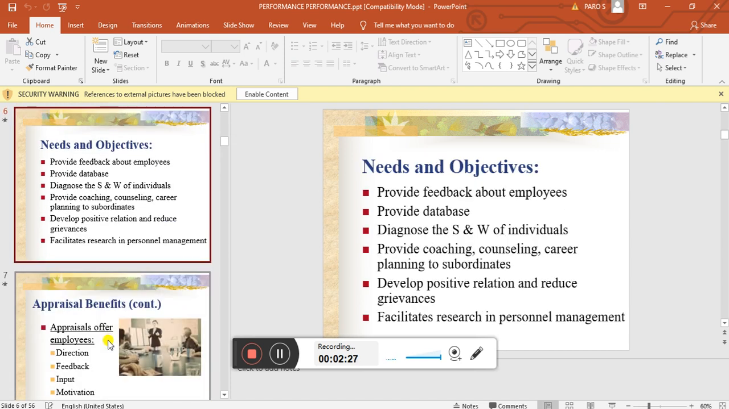What are the needs and objectives? Why do we conduct this kind of performance appraisal activity within the organization? Because it provides feedback about employees' performance. Through that feedback, we can store the information and the performance of each employee in our database. We can diagnose the strengths and weaknesses of our individuals. We can provide coaching if they are not performing well. We can counsel them. If they are performing well, we can plan their career accordingly. We can develop positive relationships and reduce grievances. We can facilitate research in personnel management.